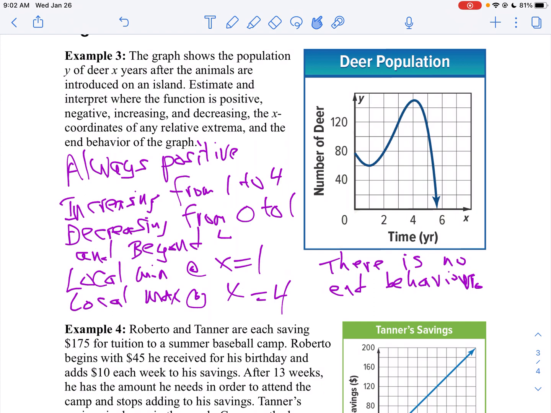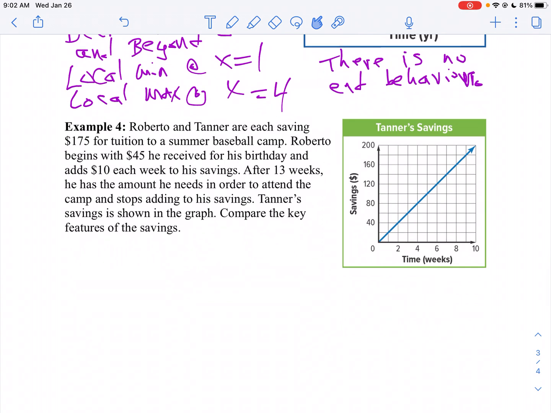Let's take a look at example 4. It says Roberto and Tanner are each saving $175 for tuition to a summer baseball camp. Roberto begins with $45 that he received for his birthday and adds $10 each week to his savings. So after 13 weeks, he has the amount he needs in order to attend the camp and stops adding to his savings. Tanner's savings is shown in the graph. Compare the key features of the graph.